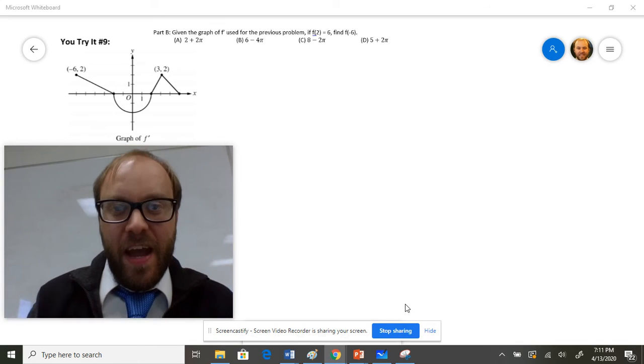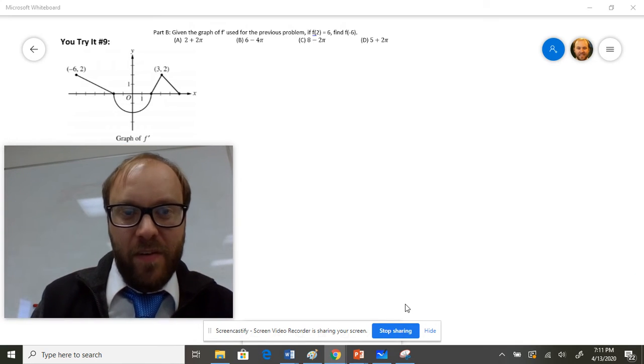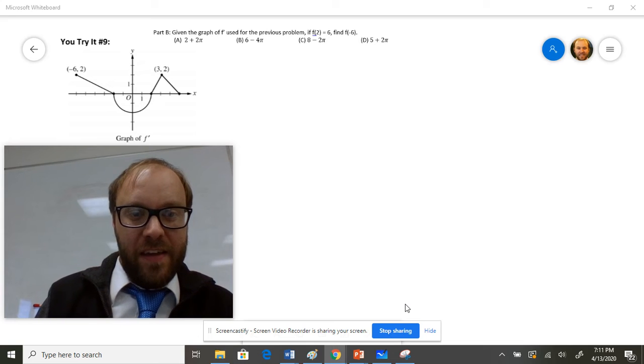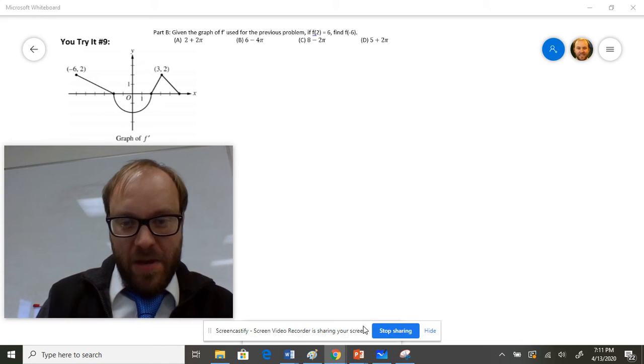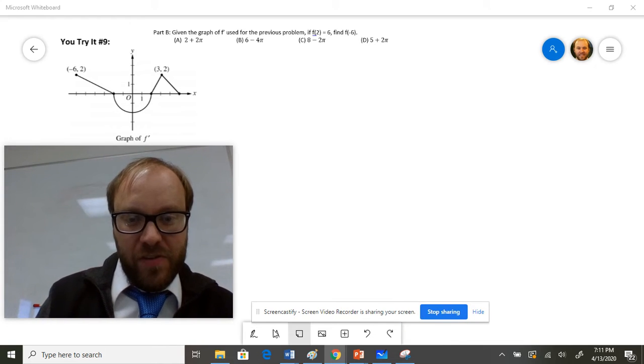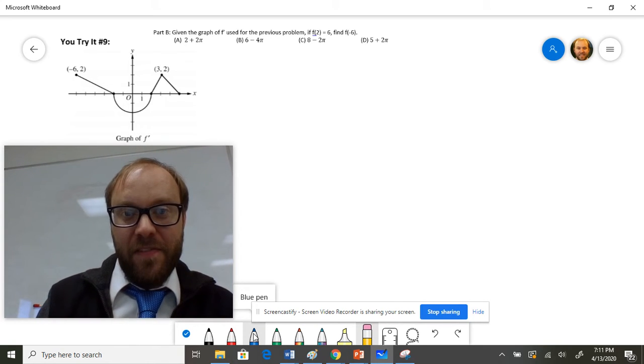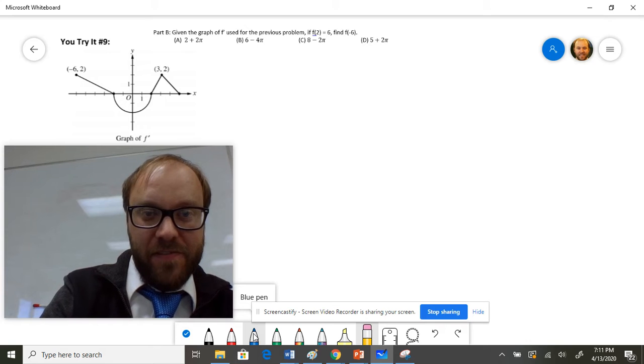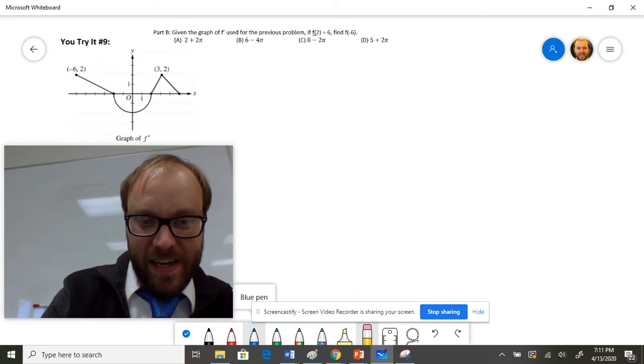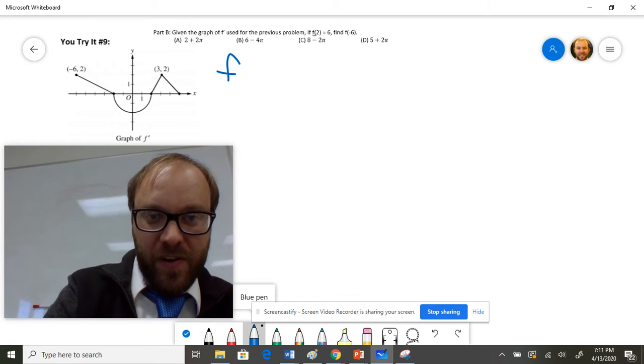I've had some questions about 9b on the AP Focus packet, so I thought we'd take a look at this. They give you the graph of f prime, and they are asking you to find the value of f of negative 6 if f of 2 is equal to 6. Okay, so we're starting out with f of 2 equal to 6.